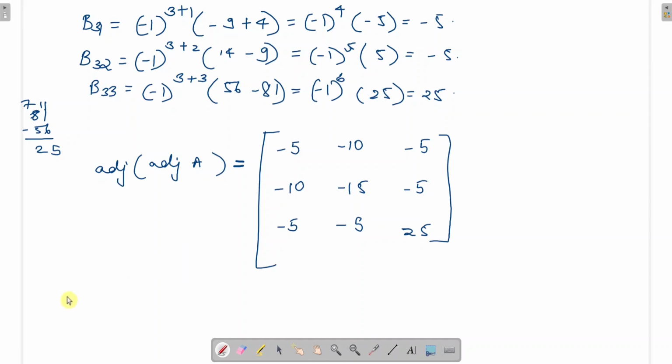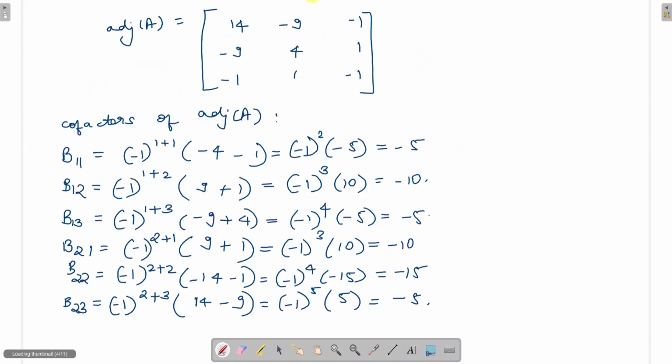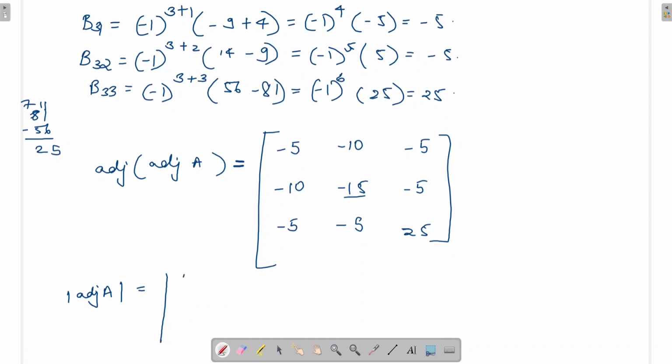Okay, now we have to find the determinant of adjoint of A, right? We have to find adjoint of A inverse, so for that we have to find determinant of adjoint of A. So determinant of adjoint of A is this here: 14, minus 9, minus 1, then minus 9, 4, 1, and minus 1, 1, minus 1.